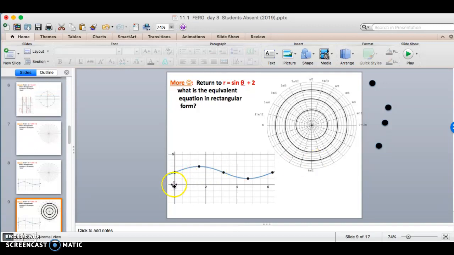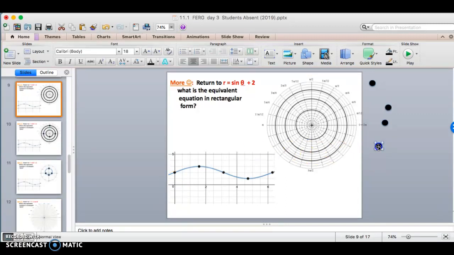So we have a radius of 2 at 0 radians. Here's our first point, a radius of 2 at 0 radians. Then our second key point, going across the coordinate plane, is pi over 2, and that radius is 3. So here's pi over 2, and our radius is 3. I'm going to plot this point up here at a radius of 3.